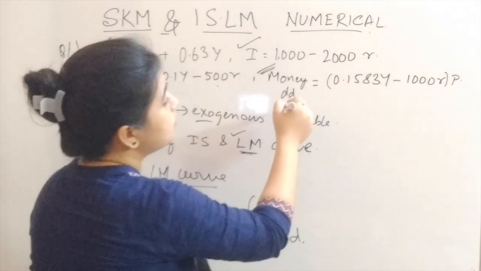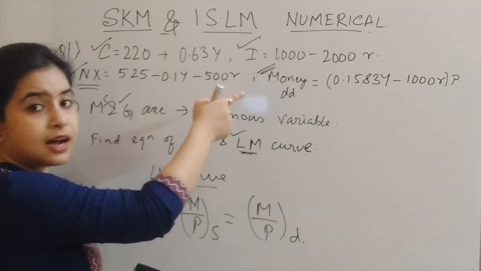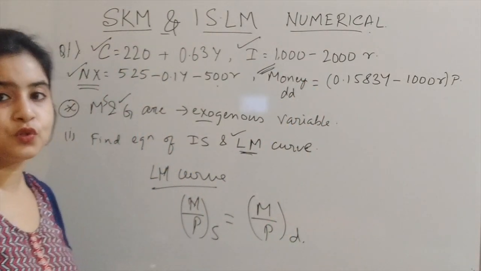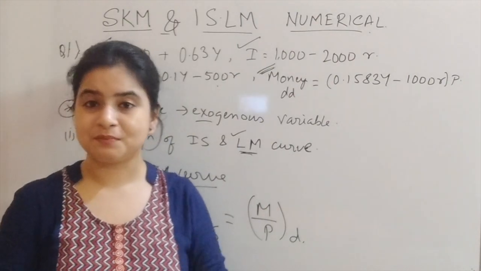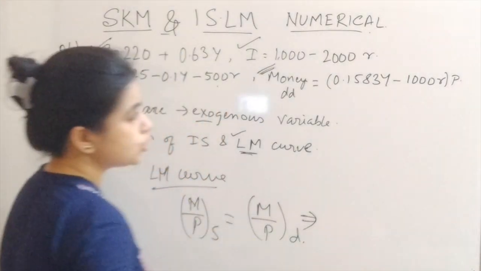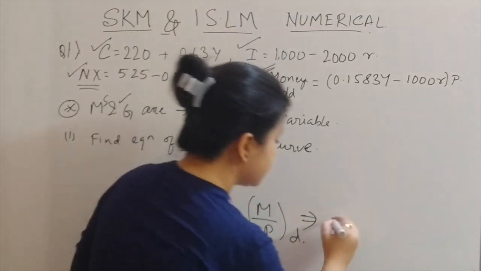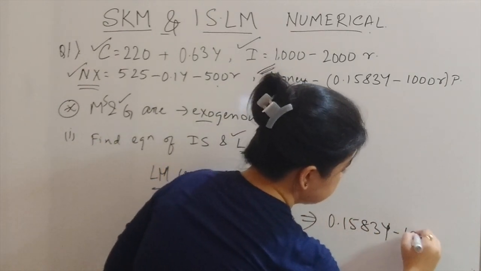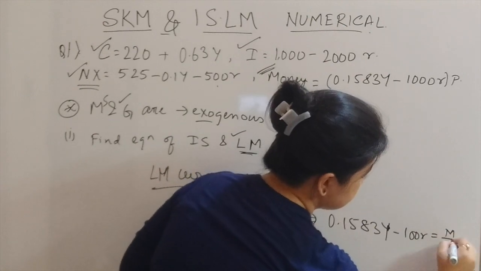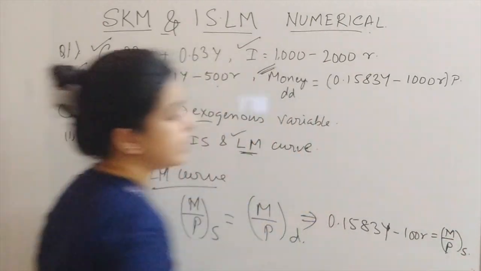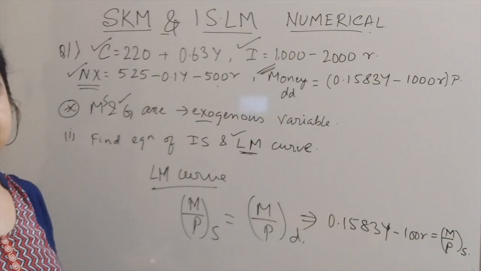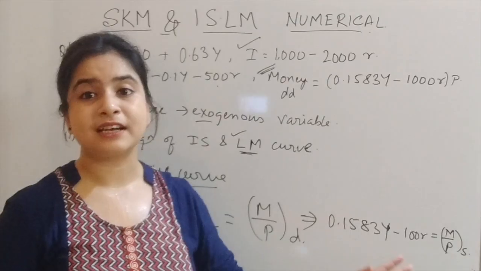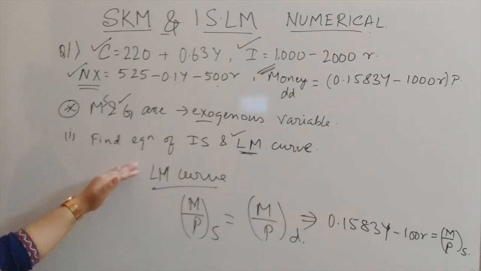They have provided us the money demand, which is equal to this particular value. So all we have to do is simplify it here again. After substituting the value, I can write this, and this is equal to M by P, that means the real money supply. So this is the required equation of the LM curve that has been asked in the question.